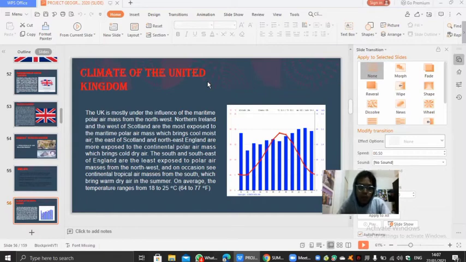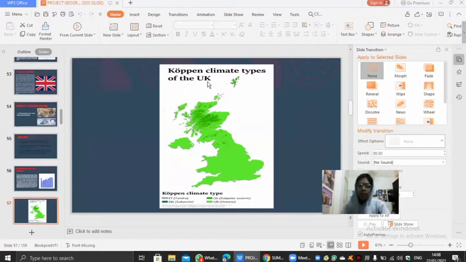The southeast of England is the least exposed to the polar air mass from the northwest, and on occasion sees continental tropical air mass from the south, which brings warm dry air in the summer. On average, the temperature ranges from 18 to 25 Celsius, 64 to 77 Fahrenheit. This is a picture of the climate for the UK.